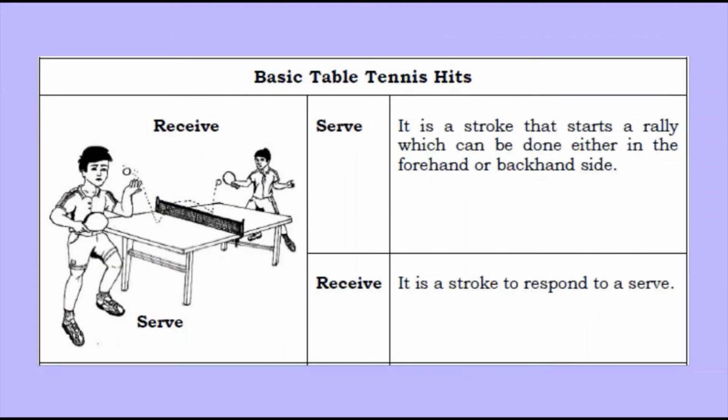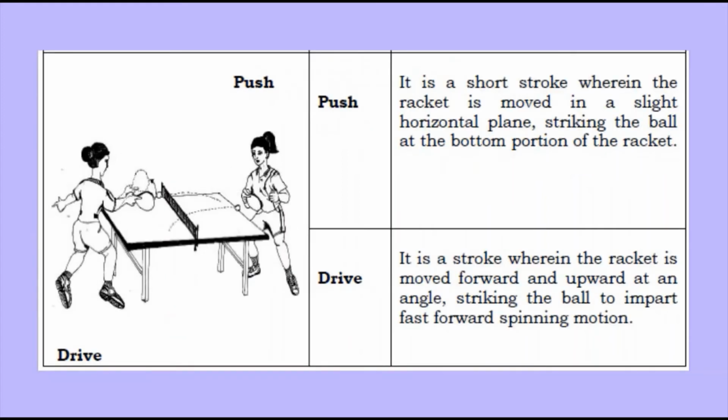Basic table tennis hits. Serve. It is a stroke that starts a rally which can be done either in forehand or backhand side. Receive. It is a stroke to respond to a serve. Push. It is a short stroke wherein the racket is moved in a slight horizontal plane, striking the ball at the bottom portion of the racket.